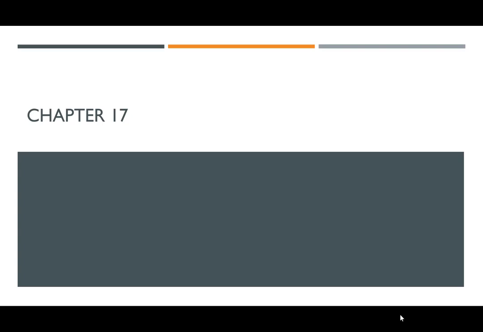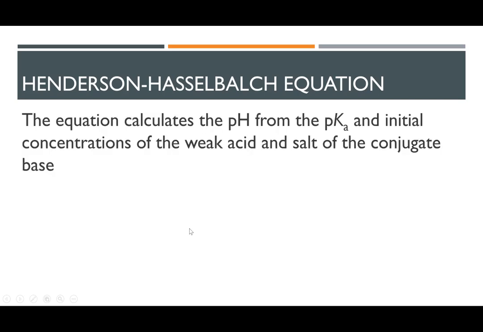I'm going to show you how to use it and how it makes your life easier. This is for calculating the pH of a buffer solution. The equation is called the Henderson-Hasselbalch equation. It calculates the pH from the pKa and the initial concentrations of weak acid and the conjugate base, or weak base and conjugate acid. Calculating the pH is the ultimate goal in these problems anyway. So we're going to set up our equation as such.